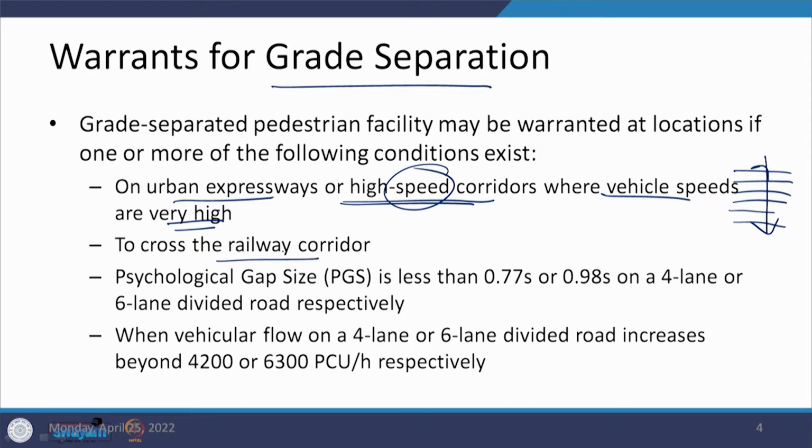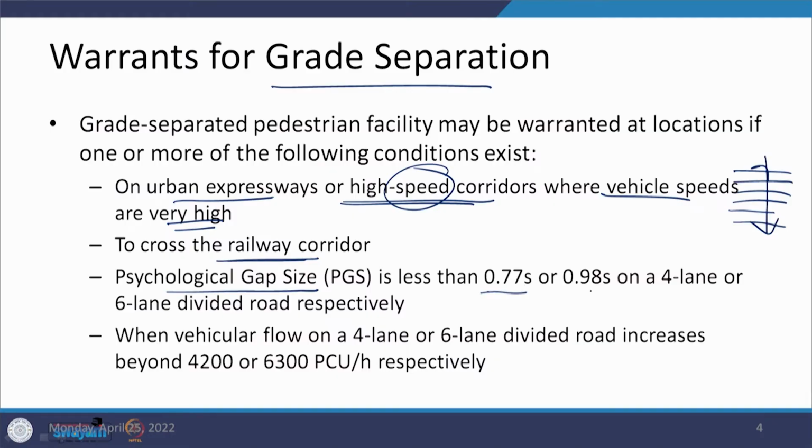If you have a railway line, then in that case the railway overbridge needs to be there. So, that is another thing being talked about. It again speaks in the form of the psychological gap size, and it says that if the psychological gap size is less than 0.77 seconds or 0.98 seconds for a 4 lane or 6 lane divided system respectively, then in that case again we should go for a grade separation.